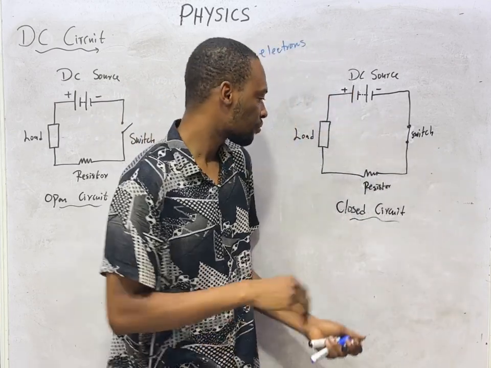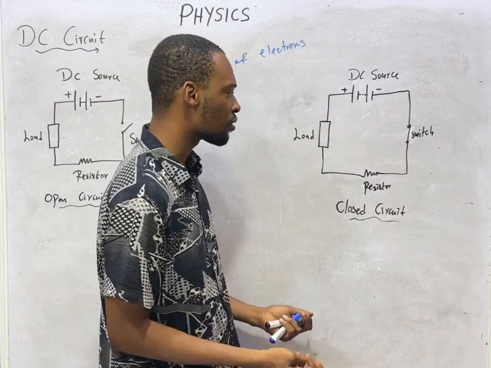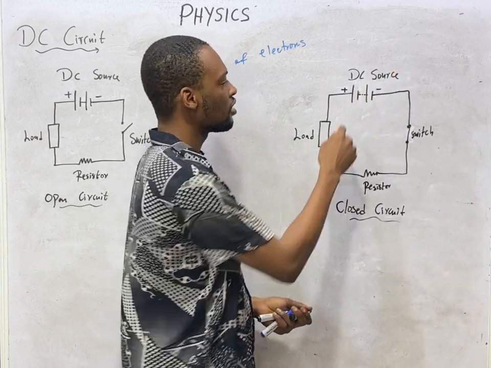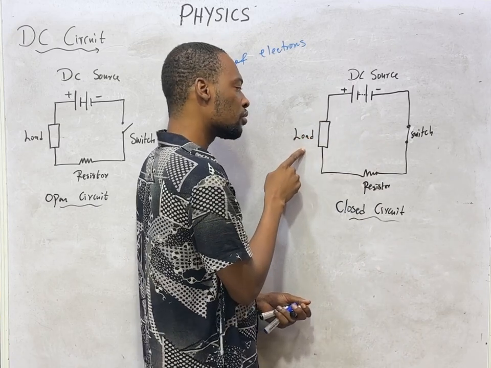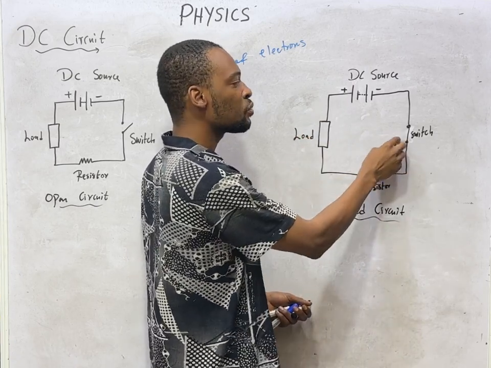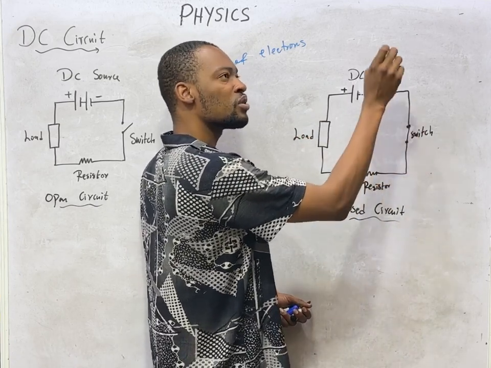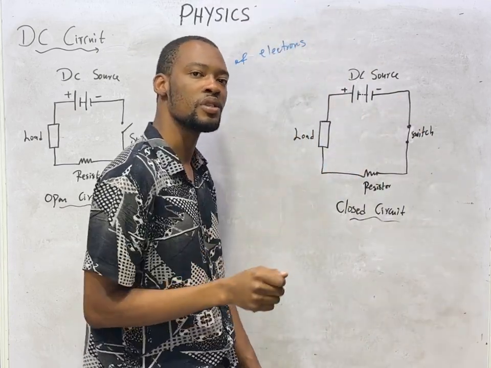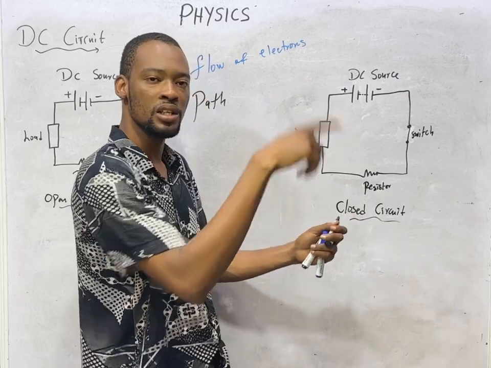Now look at here, another simple DC circuit. You have your DC source, that is the source of the EMF or voltage. Now you have your load, you have your resistor. Now you see that the switch is closed. The switch being closed means it is on. When you switch something on, you've closed the switch, which means the pathway is complete.